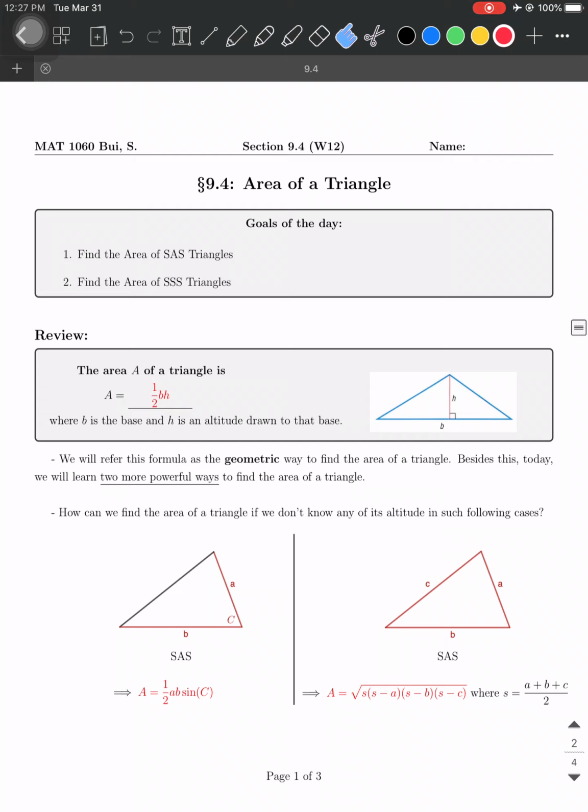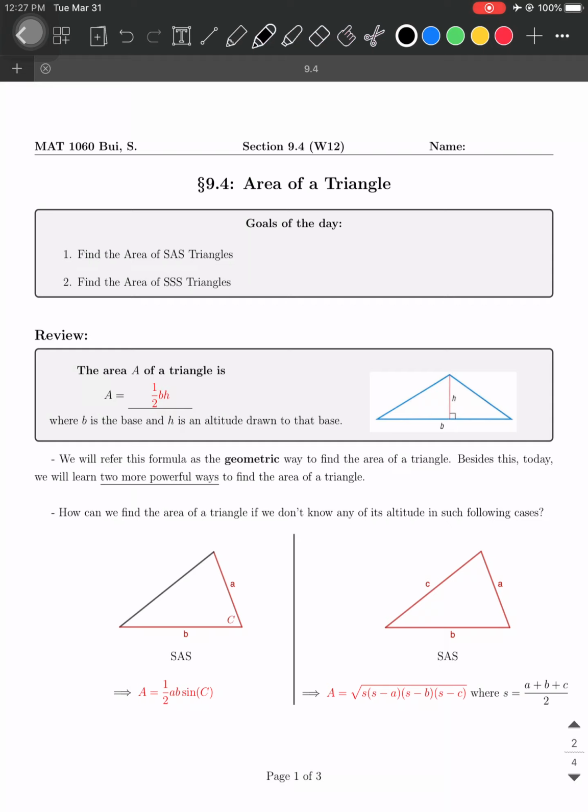Today we're gonna learn about the area of a triangle. So back in the day, a long time ago, we all know that the formula for the area of a triangle is a half of base times height, right? And in here, let me put it in black.